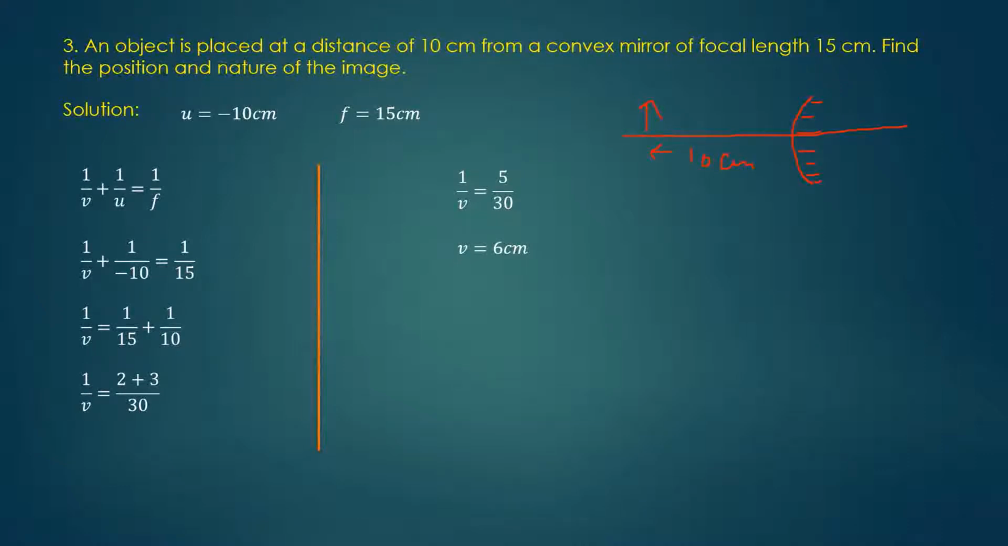So V is positive. It means the image will be formed on the other side of the mirror, on this side, because incident ray will be along this direction. So V will be positive if the image lies on other side of the mirror, along this side.